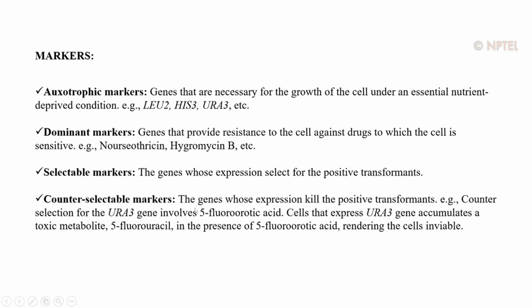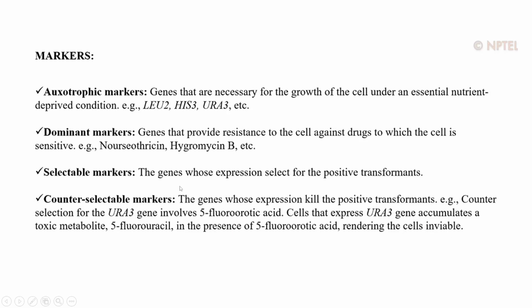So in a counter-selectable marker, what we do is we have 5-fluoroorotic acid in the medium, and when URA3 is active, it converts this 5-fluoroorotic acid into 5-fluorouracil. This 5-fluorouracil is a mutagen, and because of its activation, it will promote mutation and make the cell inviable.